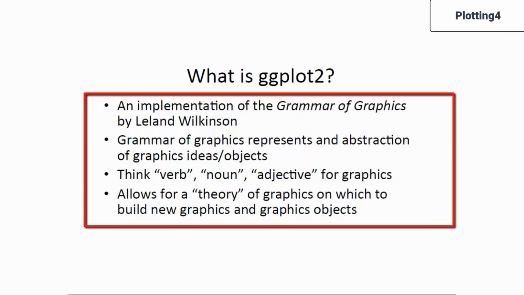Grammar actually forms the backbone of any language. And here, when you understand the backbone of what graphics can be, like you have verb, noun, adjective in any language, now think in terms of verb, noun, adjective for graphics, and that allows you to give a proper structure to the graphics properties in our programming. It allows for a theory of graphics on which to build new graphics and graphics objects.